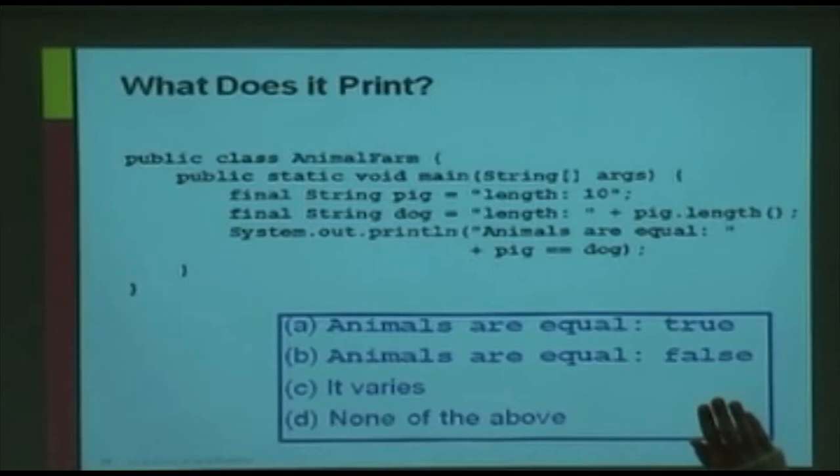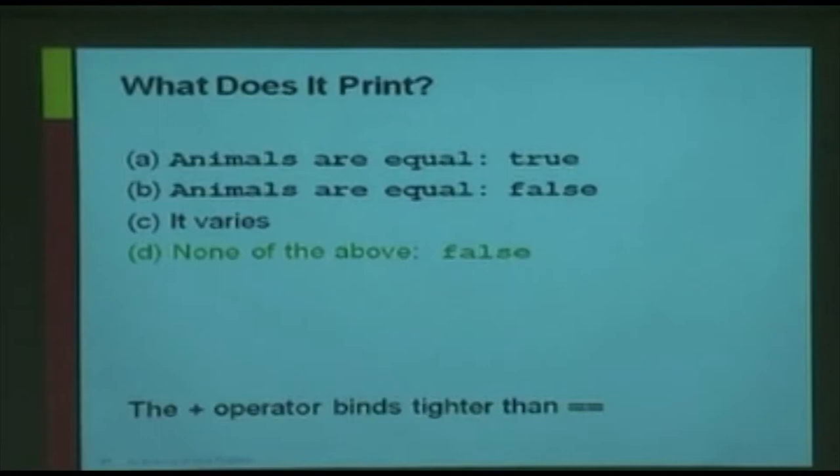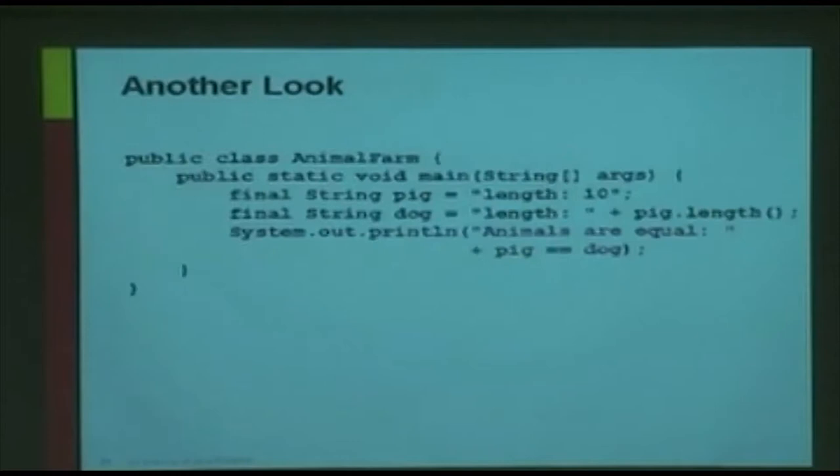All right, so the winning choice would be choice B, animals are equal false. But that turns out not to be the correct choice, as it so often happens. The correct choice is choice D, none of the above. What it prints is false. Not animals are equal, false. But simply false. And the intuition is that the plus operator binds tighter than double equals.